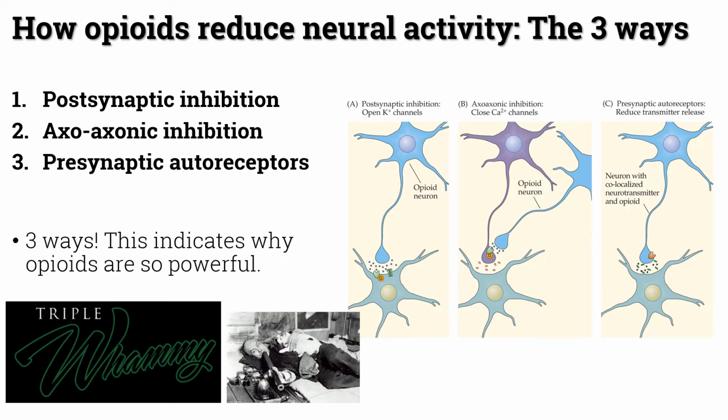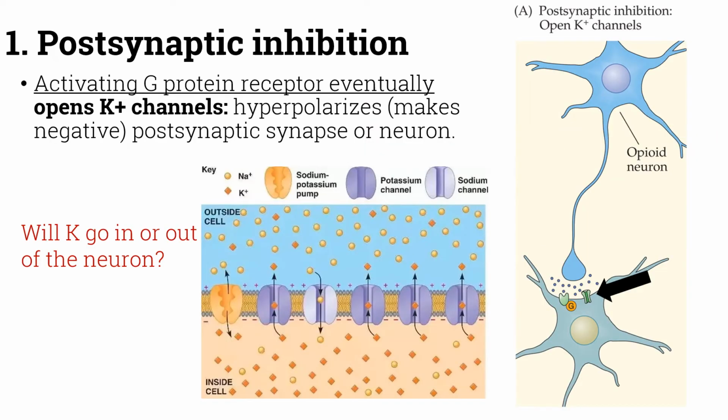In the second panel, we can see axoaxonic inhibition. And here, the opioid neuron synapses on the presynaptic neuron, closing calcium channels and preventing the cascade leading to action potential in the postsynaptic neuron. Finally, there are the presynaptic autoreceptors. This is like a negative feedback loop, so that when the concentration of the opioid becomes large, the autoreceptor will downregulate the amount of neurotransmitter being released.